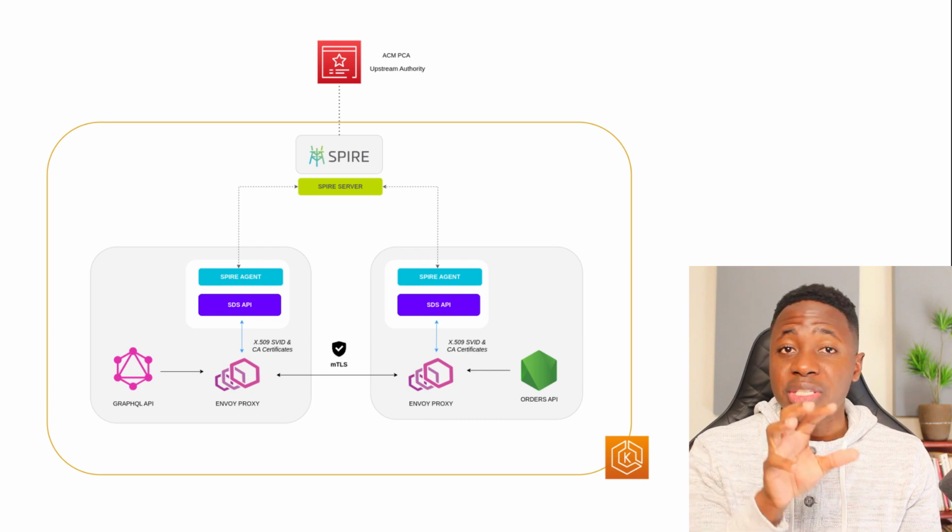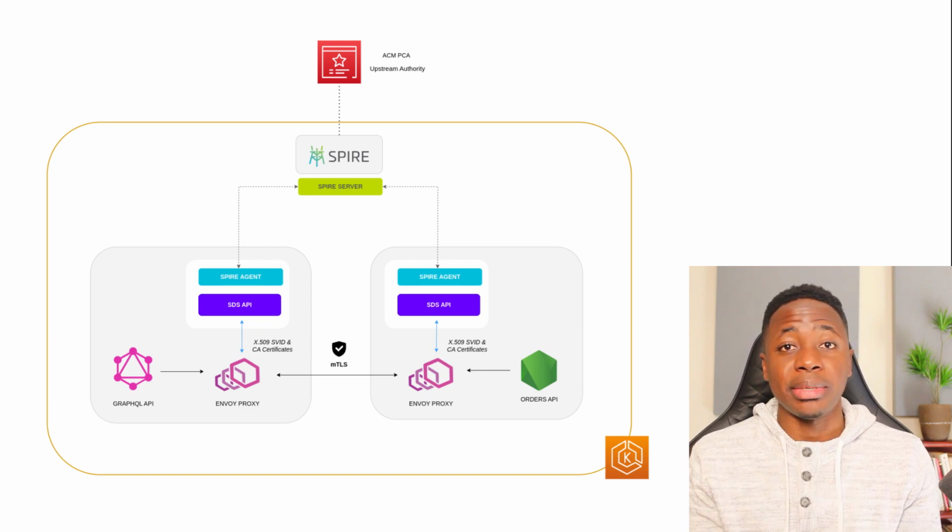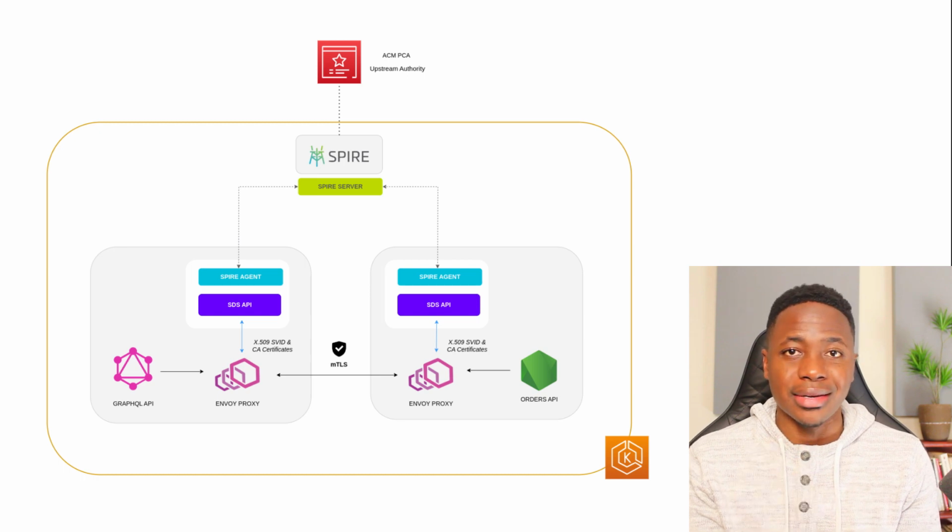We can also fetch the SPIFFE trust bundle over the SDS API so that our Envoy proxies can validate the identities of peer workloads to verify whether or not they're part of the same trust domain.